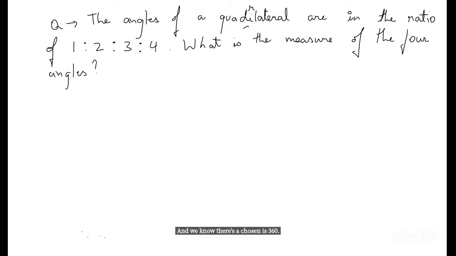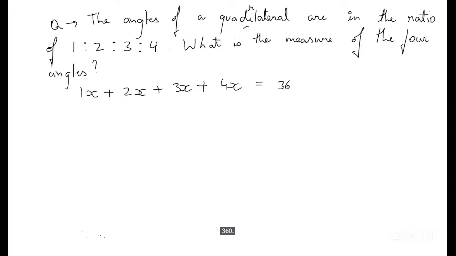So we can put the value of x. We can make them 1x plus 2x plus 3x plus 4x, because we don't know the actual value of the angles, equals 360 degrees. When you add all the numbers, 4 plus 3 plus 2 plus 1, we'll get 10x, with x as it is. So 10x equals 360 degrees.